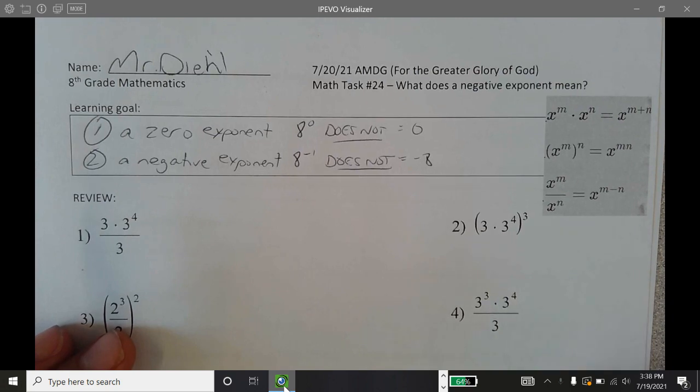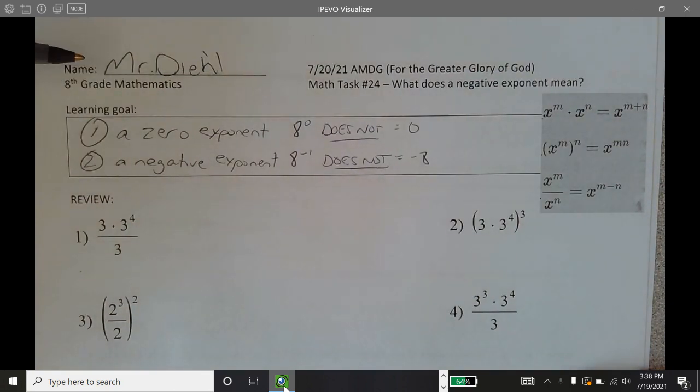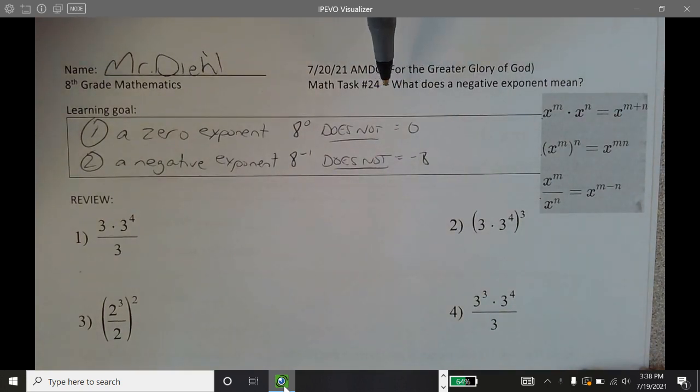All right. So if you could put your name on the top of Math Task 24 and welcome to Math Task 24. We're going to try to talk a little bit about negative and zero exponents. So let's start with our learning goals.